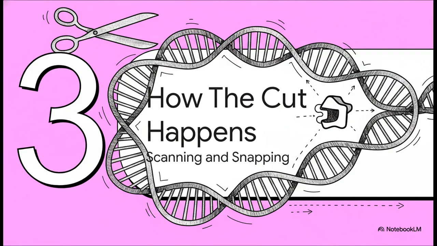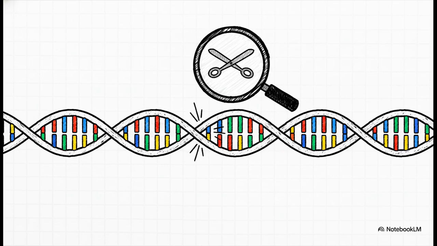All right, Section 3, how the cut happens, scanning and snapping. Now, the absolutely crucial point here is that restriction enzymes don't just hack away at DNA blindly. They actively scan the DNA molecule looking for highly specific, very short sequences called recognition sites. And what's really interesting is that these sequences are usually palindromic. Think of the word race car. It reads the exact same forwards and backwards, right? Well, these DNA sequences read the exact same forward and backward on complementary strands.